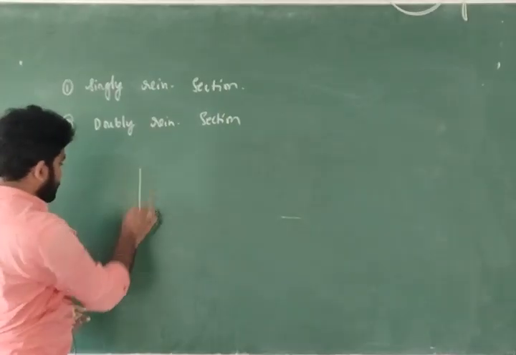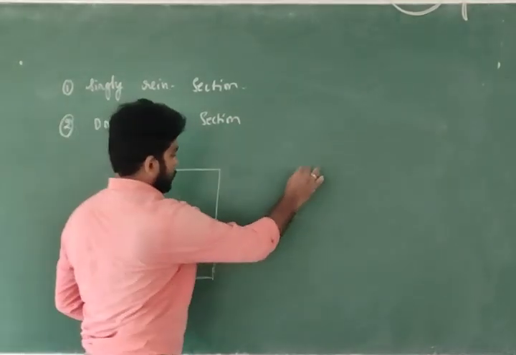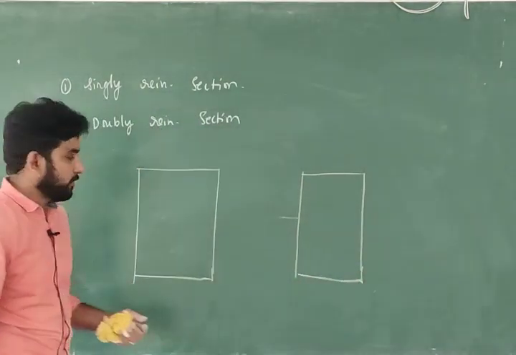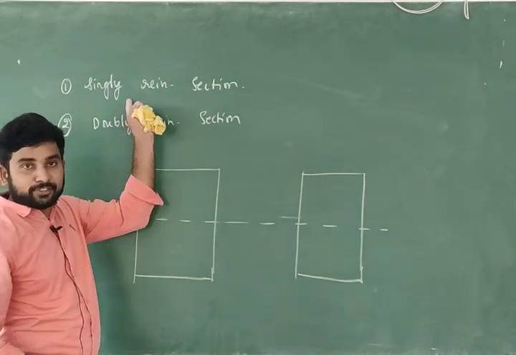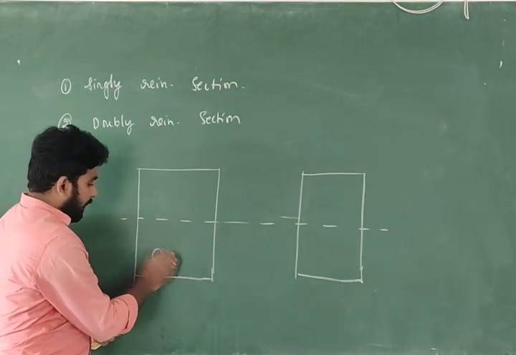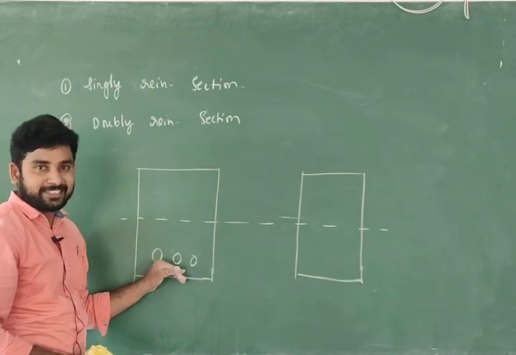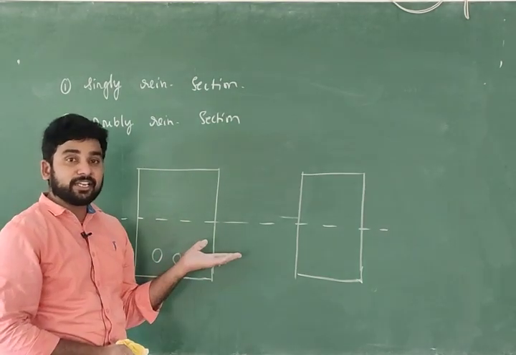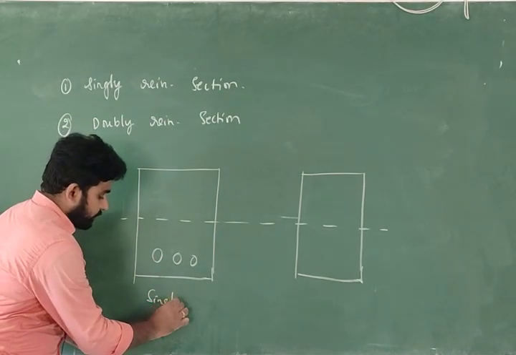So again I am taking this example. This is one cross section, one box. This is another cross section, another box. This is my neutral axis. Singly reinforced, the name itself says, means I am providing my reinforcement in only one zone, that is the tension zone, because tension will develop below the neutral axis. So who will take care of tension? Steel will take care of tension. So this type of section is called a singly reinforced section.